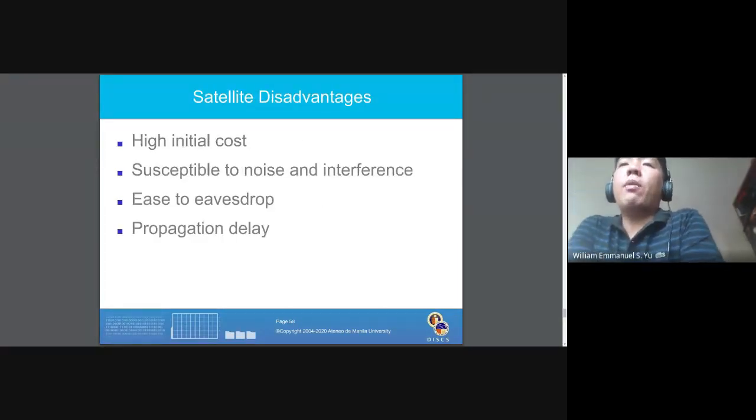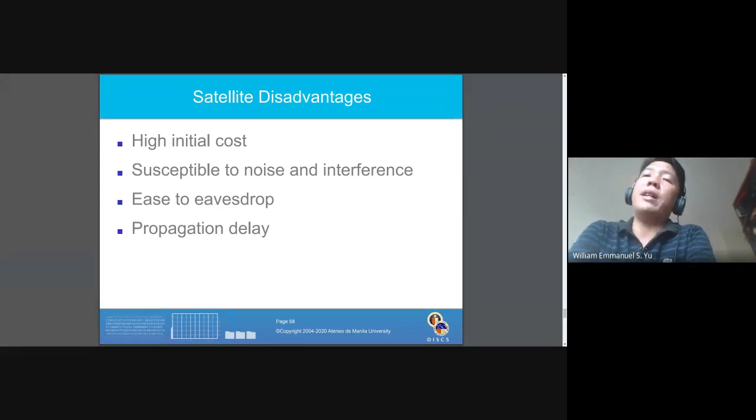Mahal magpagawa ng rocket ship at magpalagay ng satellite sa space because you have to rent space in a literal rocket ship to put a satellite in space. It's susceptible to noise and interference because it uses electromagnetic signal that the entire Philippines can hear. That's the reason why you do not do satellite communications without encryption, because whatever the satellite is squawking, the whole world can hear it, or at least that part of the world can hear it. So it's easy to eavesdrop.